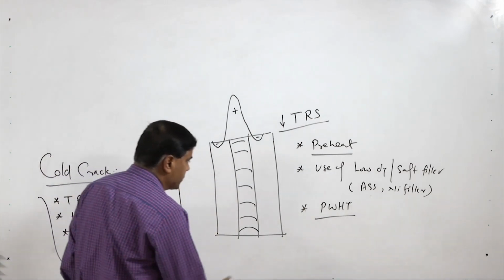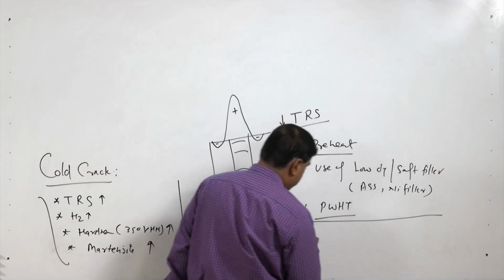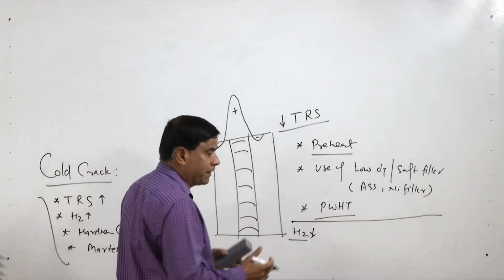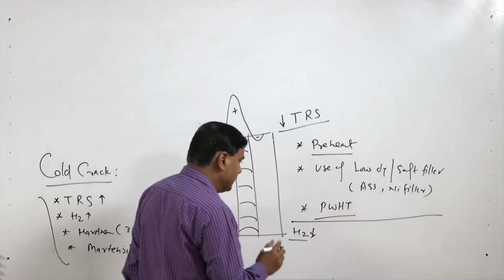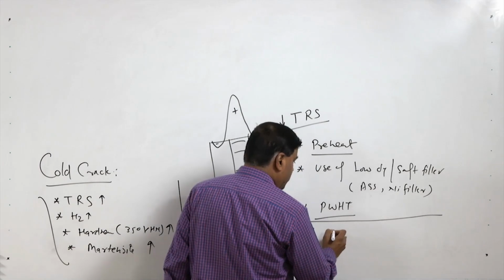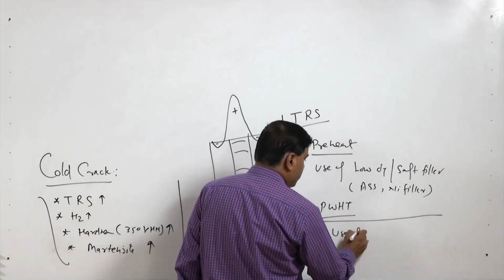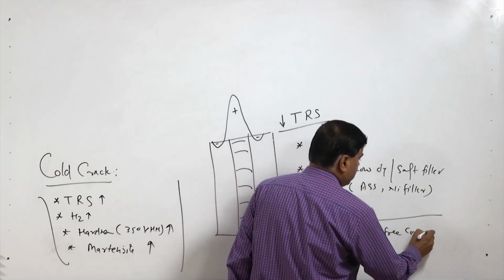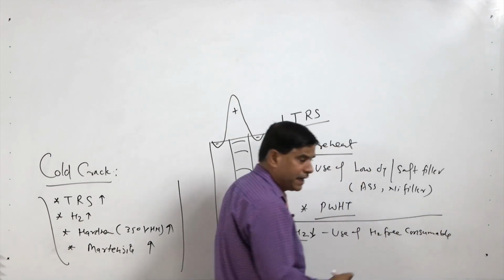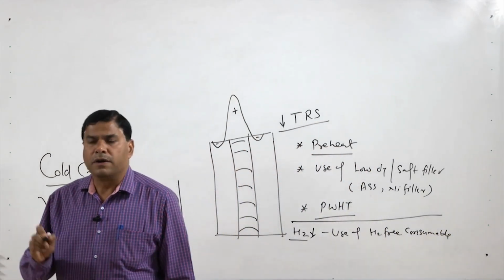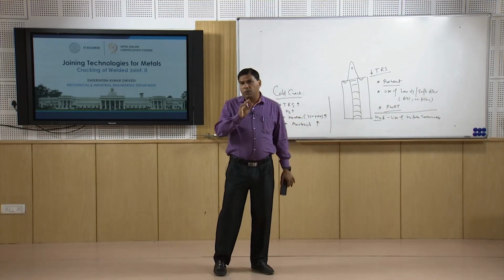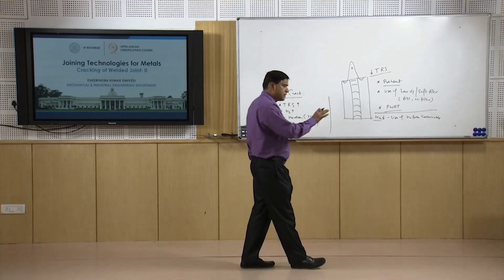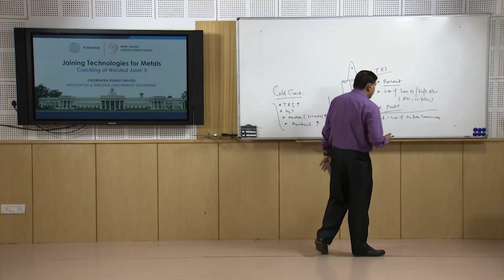And for reducing the hydrogen content, which is a very big factor that leads to the development of cold cracks, use hydrogen free consumables. Like shielding gas, electrode, fillers or coatings, whatever can contribute to the presence of hydrogen in the weld metal, that should be avoided.